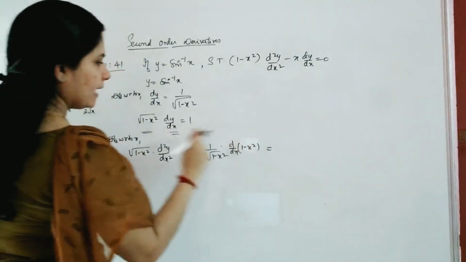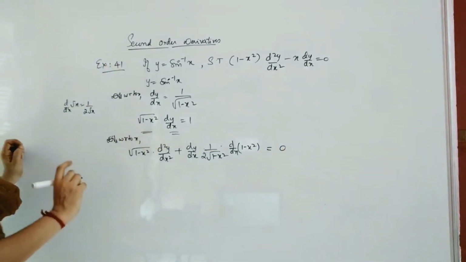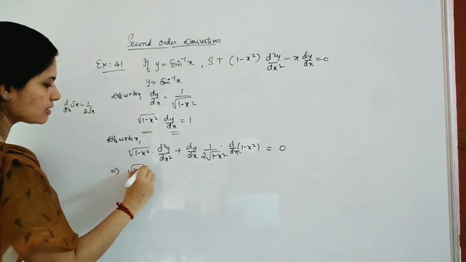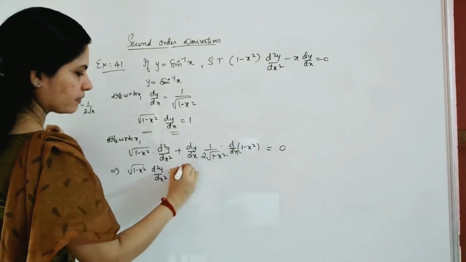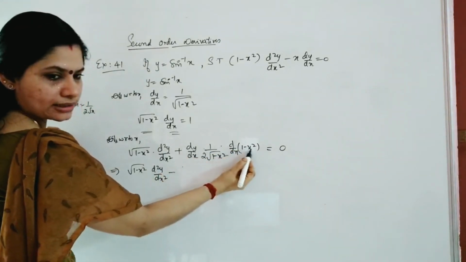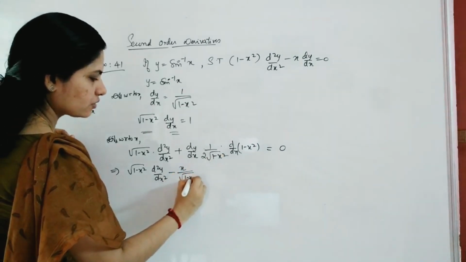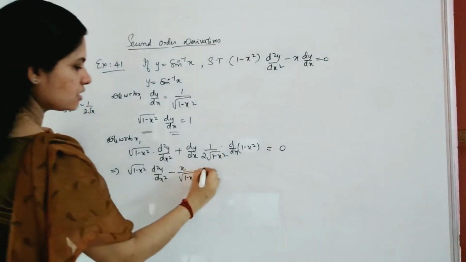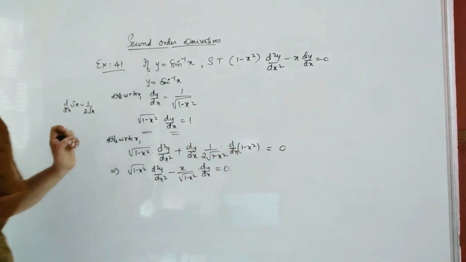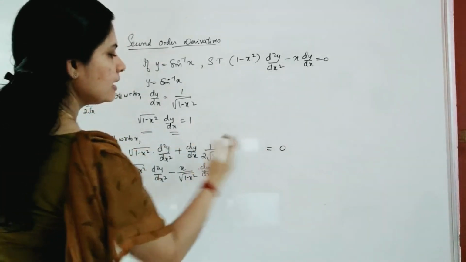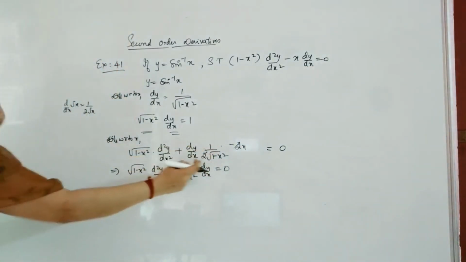And in the right hand side you have 1, which means the derivative is 0. For a constant the derivative is 0. This means root of 1 minus x square into d square y by dx square. Here what you will get? You will have minus 2x and 2 will get cancelled. So you are having only minus x there into 1 by root of 1 minus x square into dy by dx is equal to 0. This is clear. Derivative of d by dx of 1 minus x square will be minus 2x. So these two get cancelled and you will get minus x by root of 1 minus x square into dy by dx equal to 0.